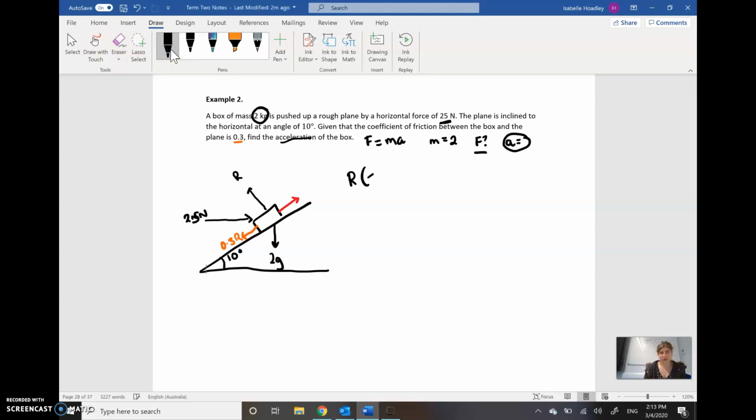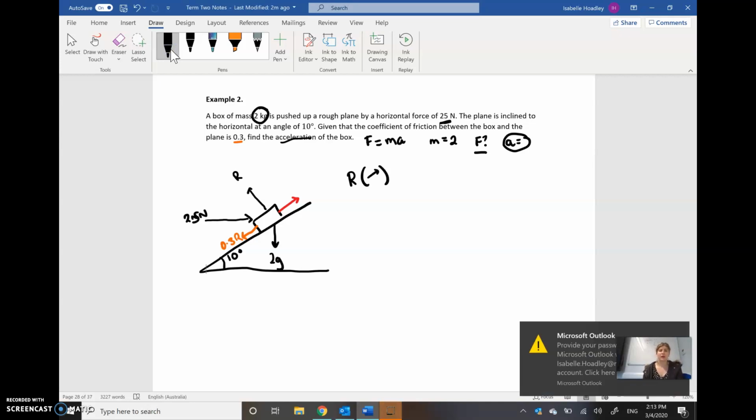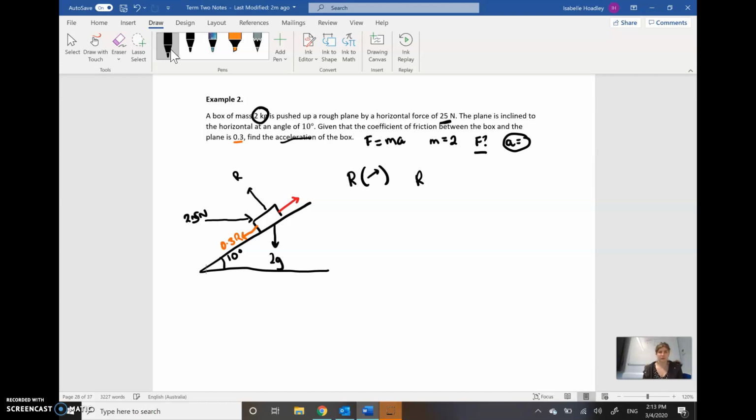going up the plane, then we can see that we have R acting perpendicular to the plane. Here we've got this 2g, which is going to be negative 2g because it's going down, and for that we're looking at the adjacent side to the angle, that's our 10 degrees, so cos 10. And then we also have a component of that 25 newton force as well. Again, this is parallel to our horizontal, so we've got an angle of 10 degrees, and we're looking at the opposite side. So plus 25 sine 10, and that equals mass times acceleration.